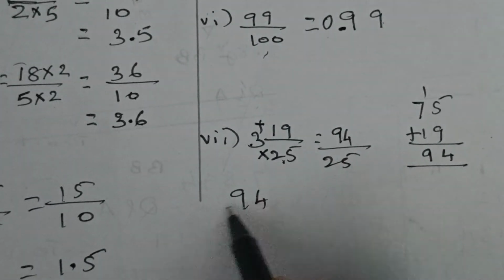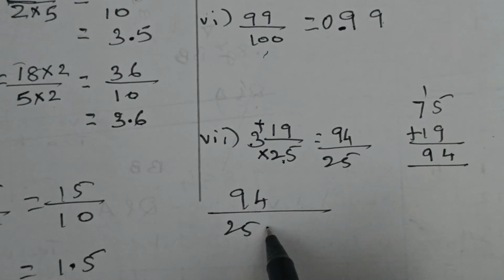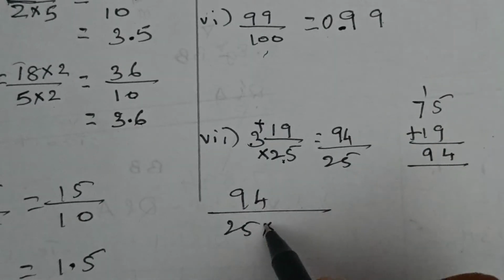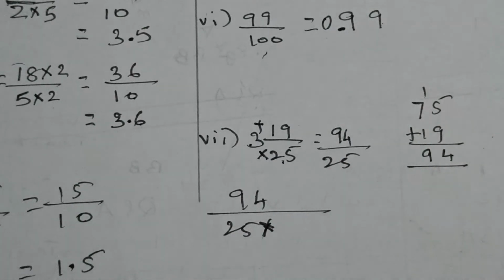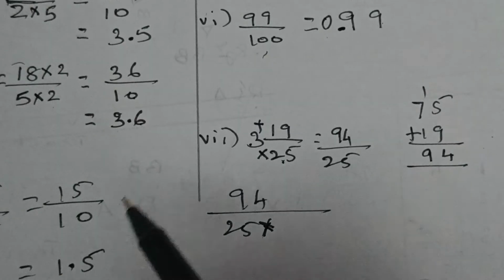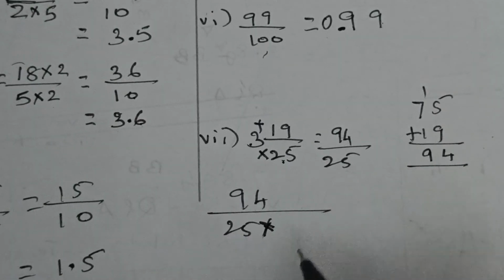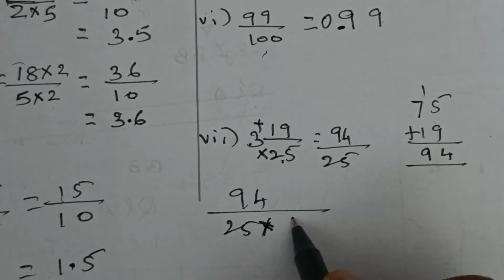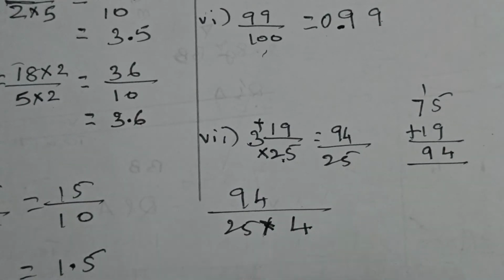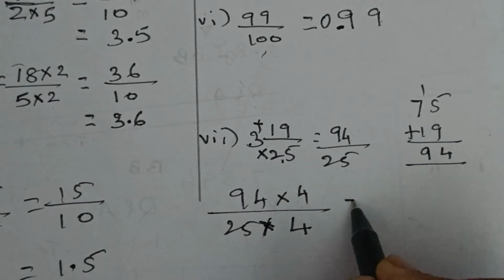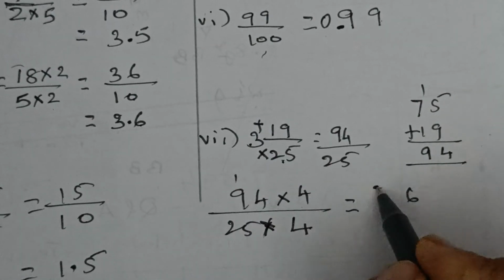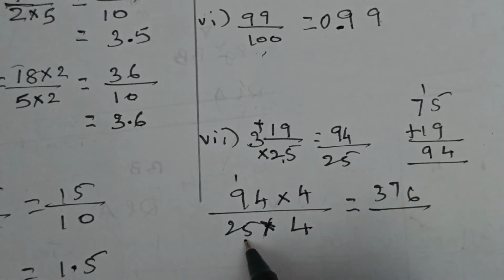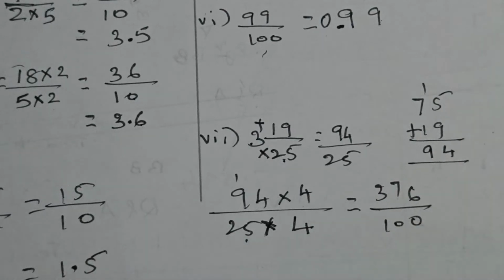Now tell me, we have to change this 25 into a power of 10. Because 25 is greater than 10, 25 into no number will give us 10. So the next power of 10 is 100, which is greater than 25. So 25 into what number gives you 100? Yes, 25 4s are 100. So multiply the numerator also by 4. 4 4s are 16, carry 1, 9 4s are 36, plus 1, 37. By 25 into 4 is 100.